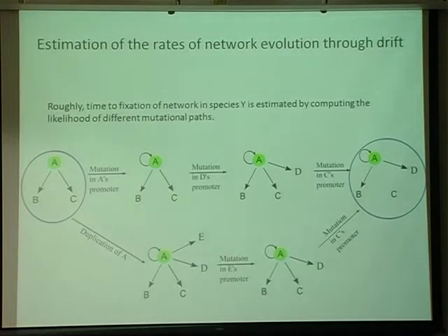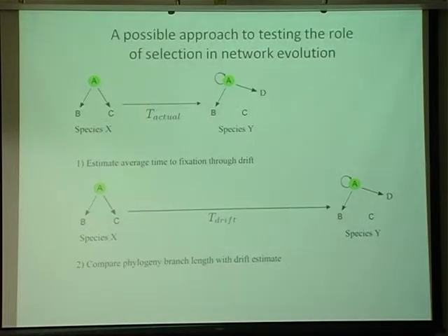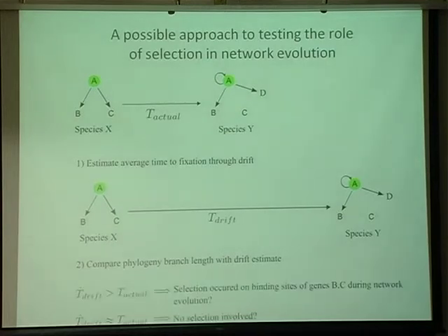Or it could evolve through a more whacked out way, and maybe the gene A duplicates, and then there are mutations in different promoters to get to the same path. So in some sense, if I calculate the likelihood of evolution through these different paths, I can get an estimate of how long it takes for this network to evolve through drift. So once I get this estimate, I can compare this to the phylogenetic branch length between these species.